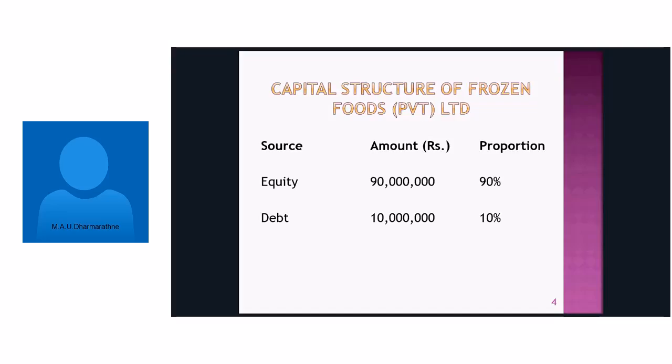Then the capital structure of our company: equity is 90 million, that is proportionately 90%. Debt would be 10 million, that is 10% proportionately.